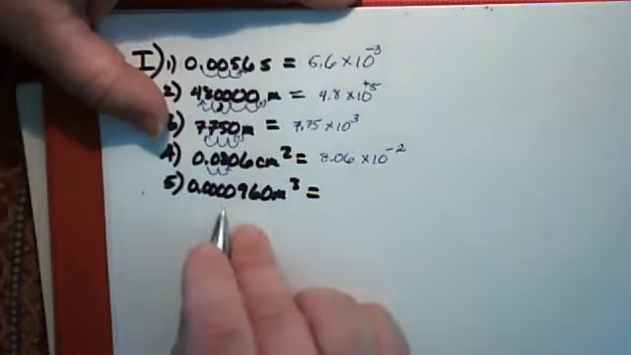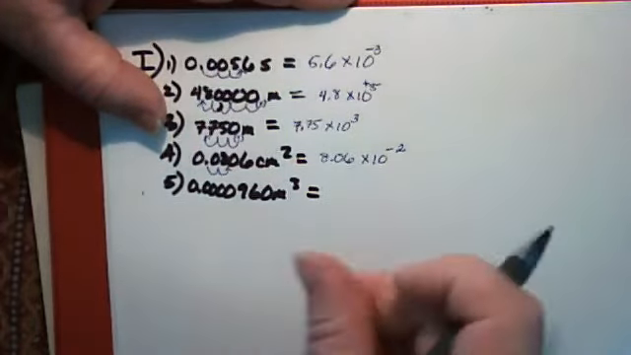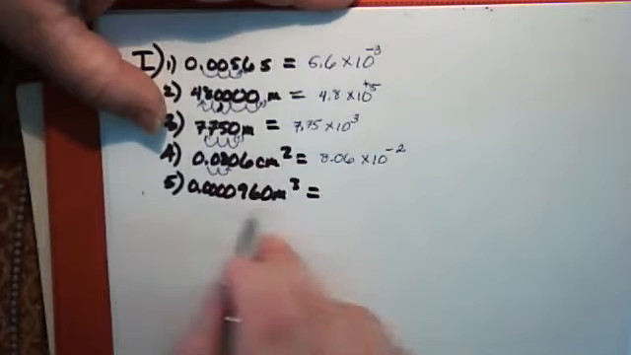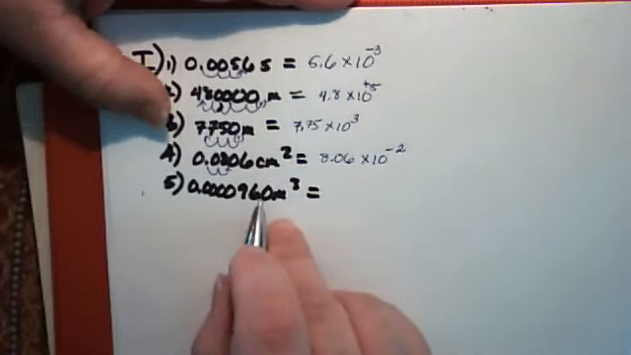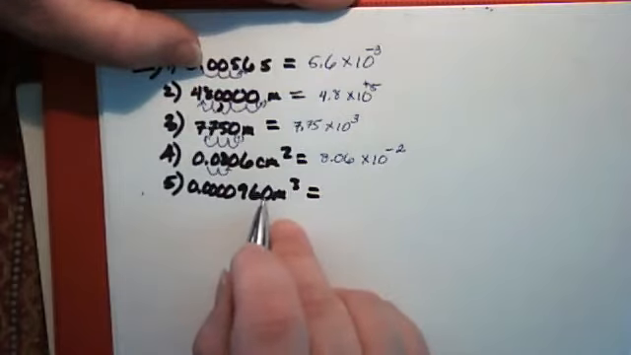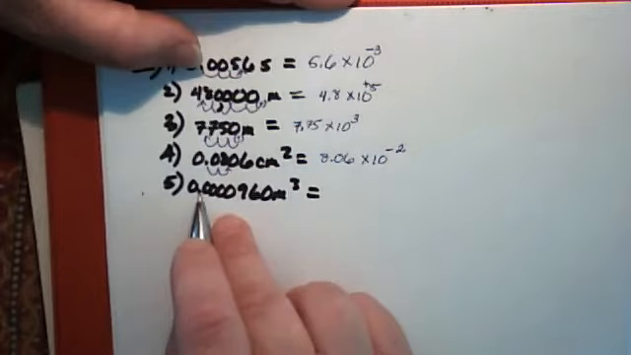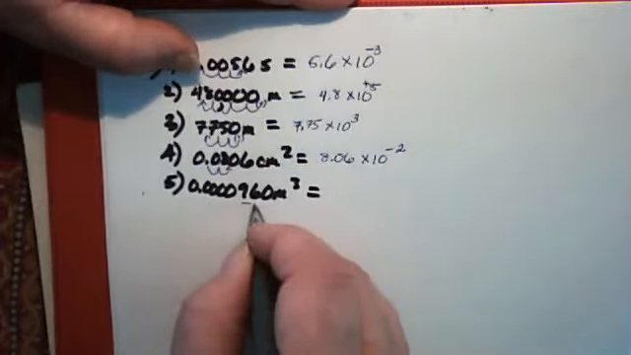Okay, here's the fun one. 0.0000960. Zeros at the beginning of a number, like I said, are never significant, so you don't have to worry about those. Zeros at the end of a number are significant if there is a decimal point anywhere in the number. There's your decimal point way back there at the beginning. So that counts. That means that this 0 counts as significant.